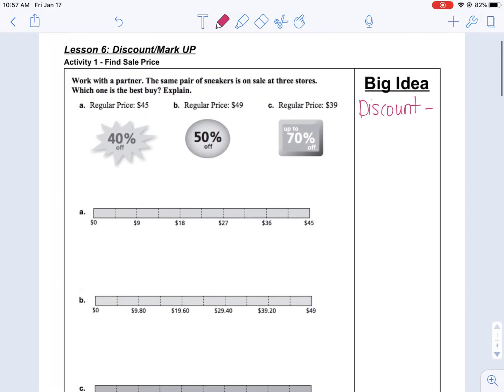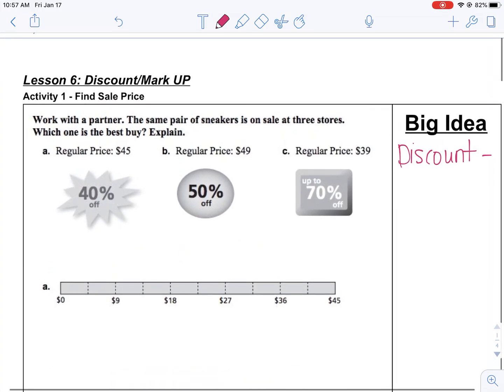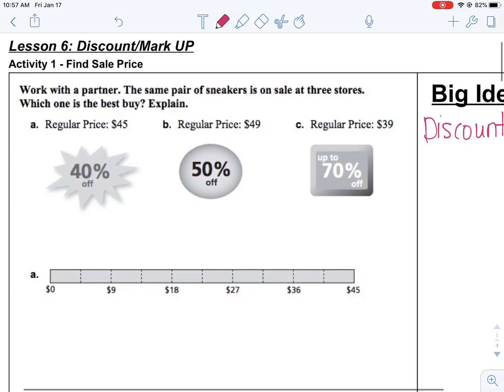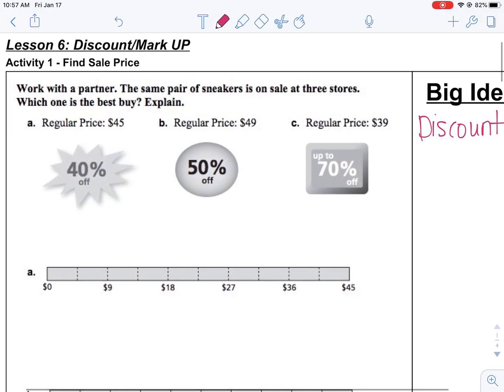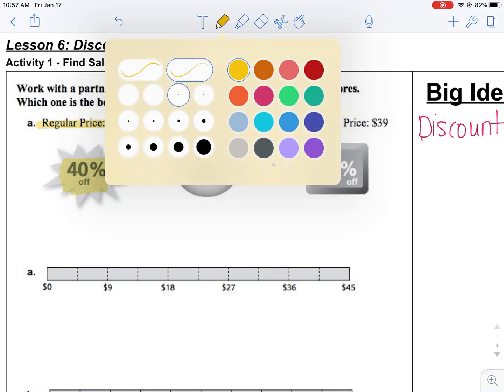So in the very first problem, we are going to look at the same pair of sneakers on sale in 3 different stores. Which one is the better buy? So we've talked about ratios and comparisons with better buys, but now we're going to actually find out with percentages which one is the better buy. So store number 1, the regular price is $45 and the sneakers are 40% off. So we are going to figure out that one first.